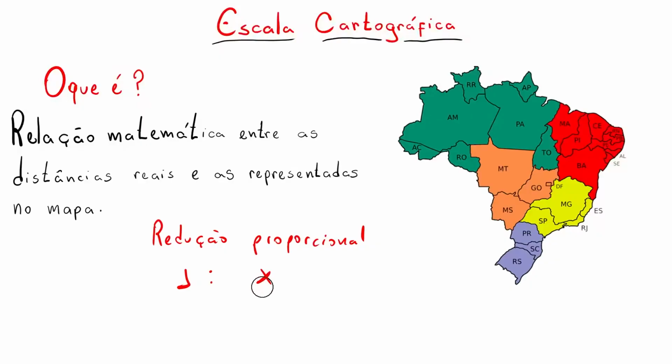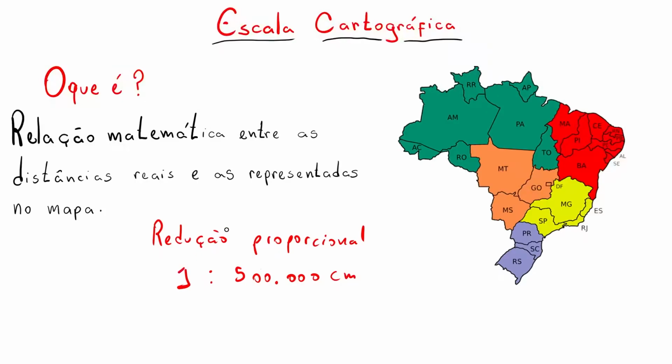Let's suppose here that the scale of this map is 1 to 500,000. So what does that mean? That 1 unit on the paper is worth 500,000 units in real life. In this case, which unit? It's always expressed in centimeters. 1 to 500,000 means that 1 unit here in the drawing is worth 500,000 units in real life.